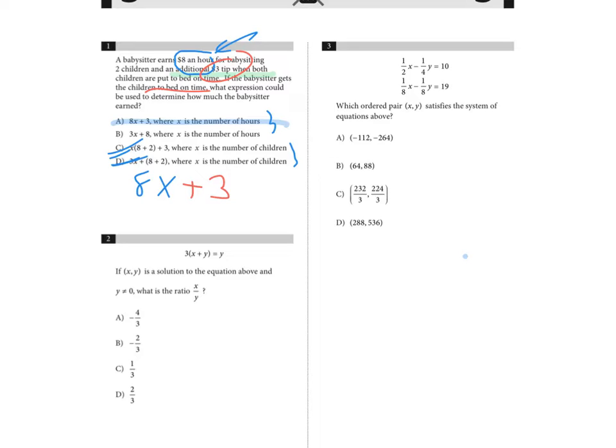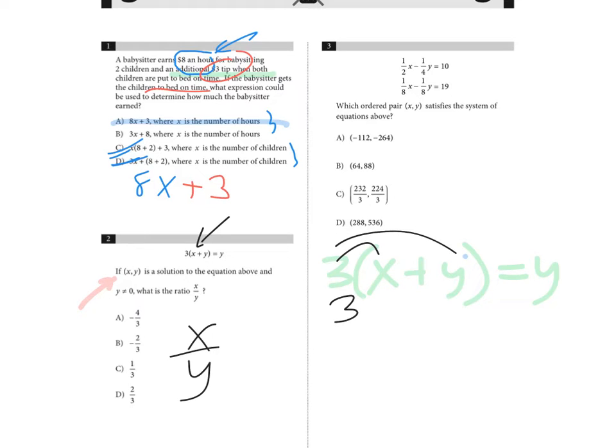Problem 2: if 3(x + y) = y, and (x, y) is a solution to the equation, what is the ratio of x to y? Well, here we're going to do some math. When you see parentheses, you should hopefully immediately think to distribute. So here we're going to have 3x + 3y = y.